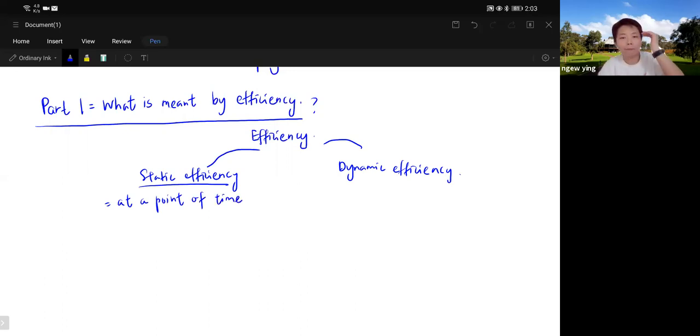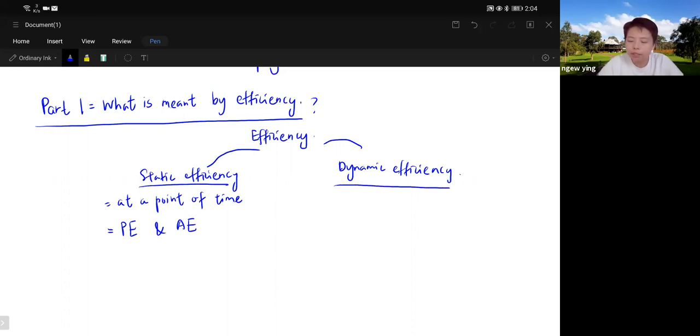Meaning that I can, based on your firm's current condition, or based on the economy's current situation, confirm whether you have achieved this kind of efficiency or that kind of efficiency. So there are two efficiencies under this. The first one is productive efficiency, PE. The second one is allocative efficiency, which we are going to discuss in detail later.